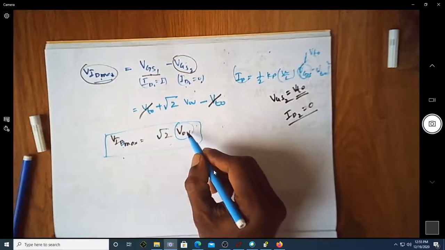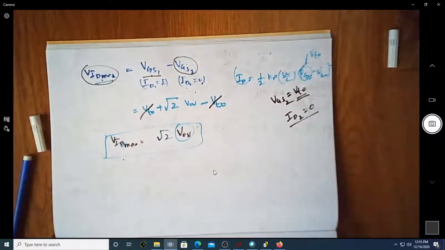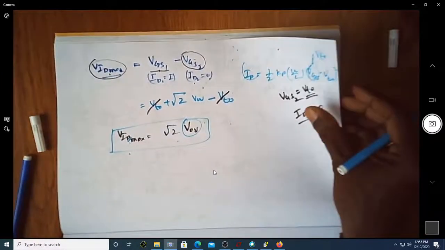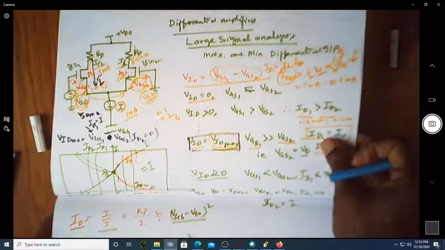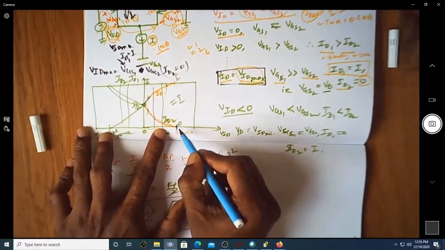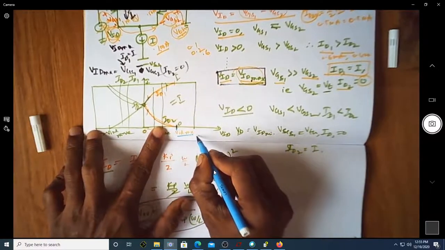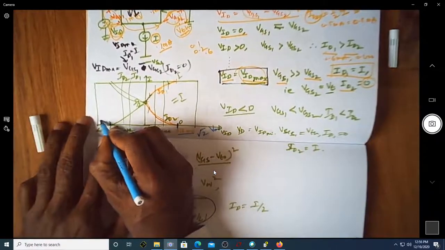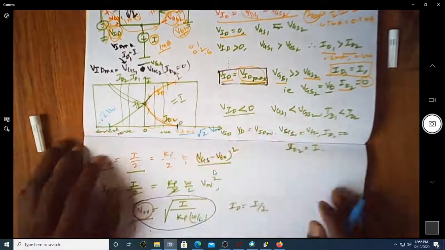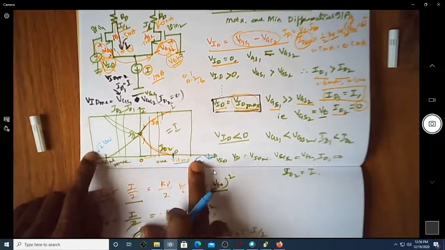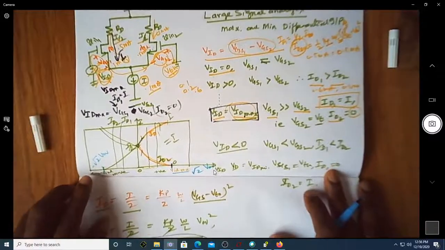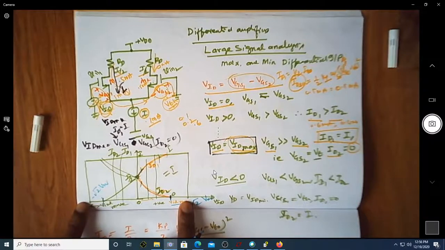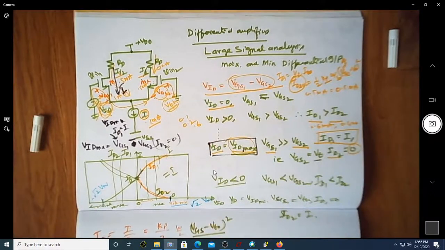So what is this VOV again? VOV is the voltage required to have a current of I by 2 in that particular MOSFET. So in the graph we were writing, for a particular voltage this current will become 0. So this VID max is now root 2 times VOV, and on the other side it is minus root 2 times VOV. This way we can steer the entire current from one transistor to the other as the differential input voltage increases from 0 to a positive value.